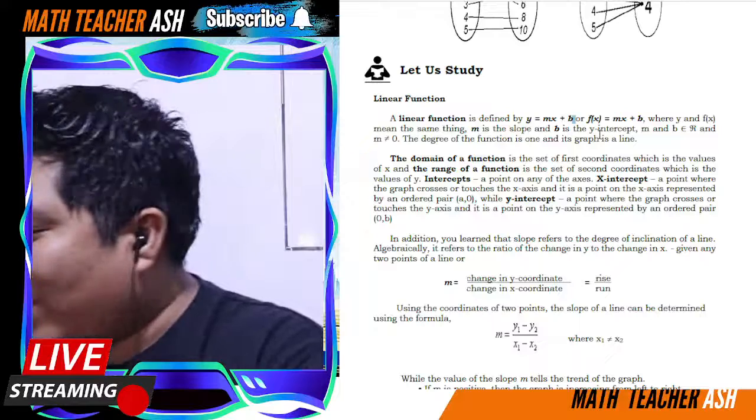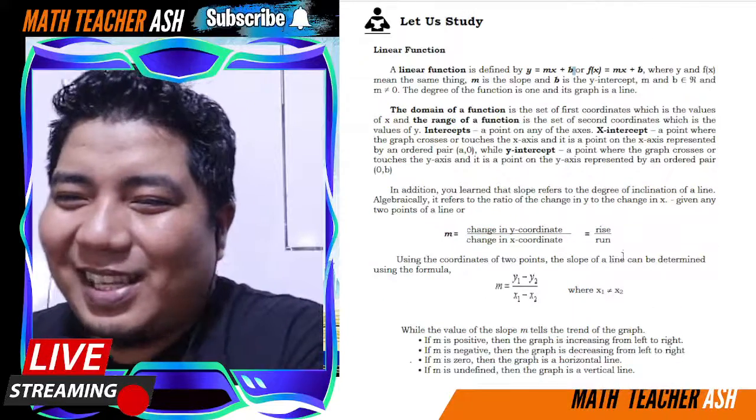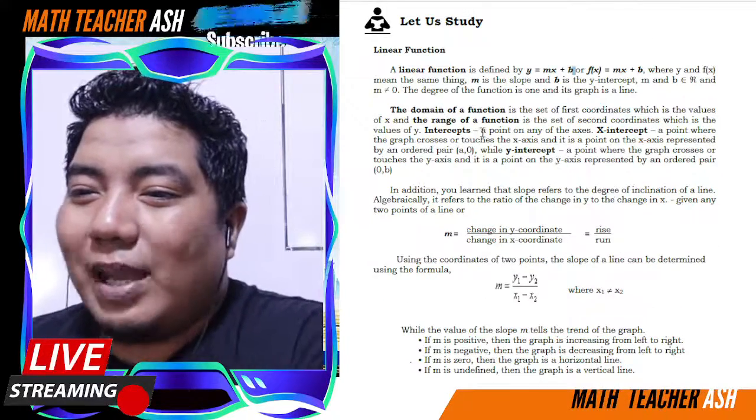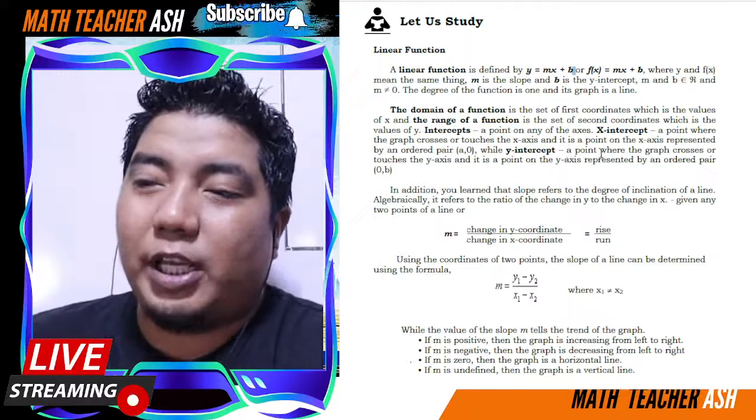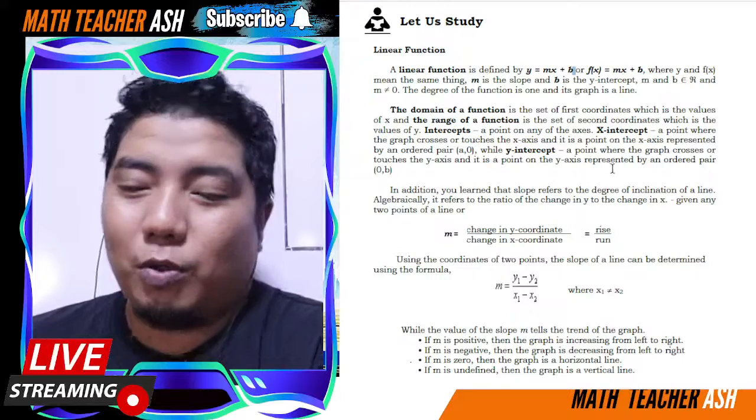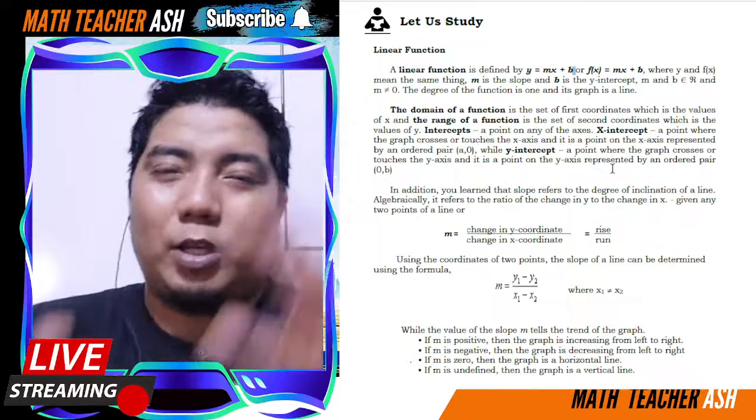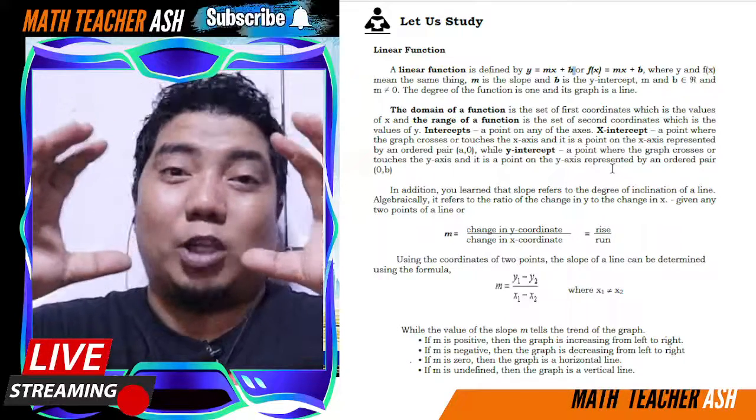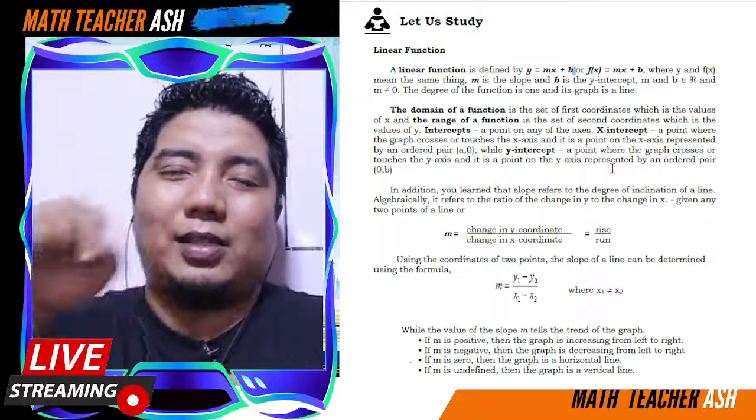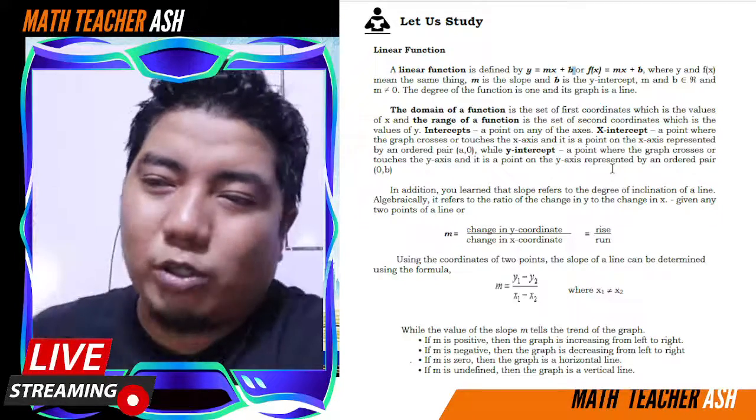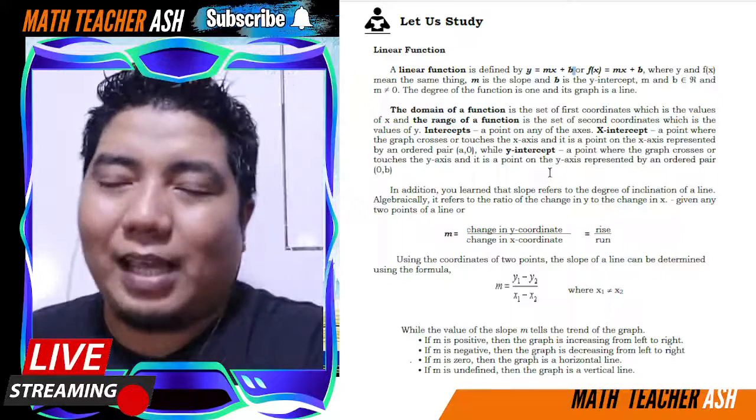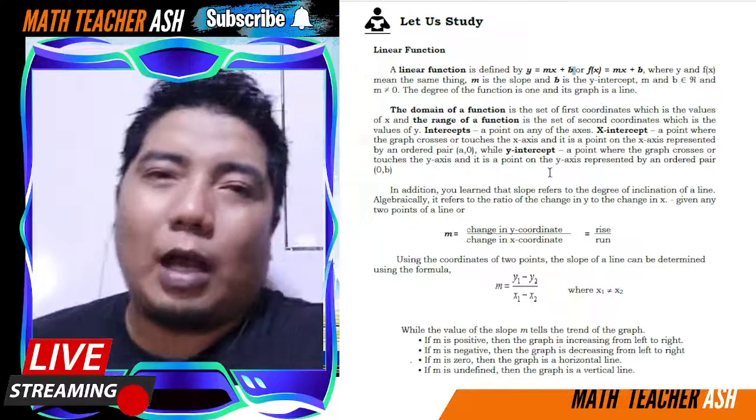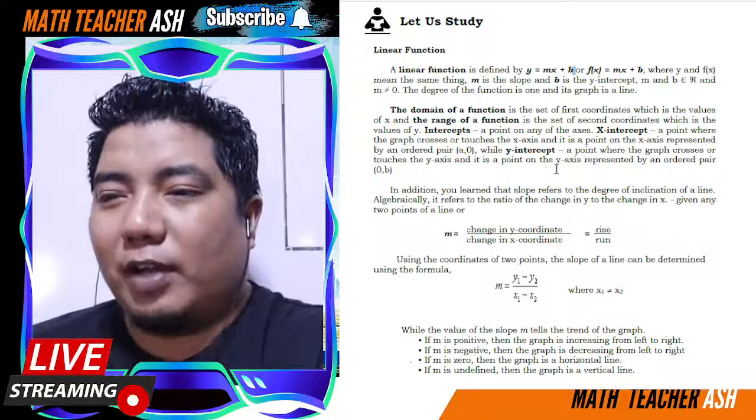Alright. Okay. Now, let us continue. Now, we have the domain of the function. The domain of the function is the first coordinates of the values. So remember, the ordered pair is commonly written in parentheses, x and y. All the x's are the domain, whereas the y's, or the second coordinates, are what we call the range of the function.